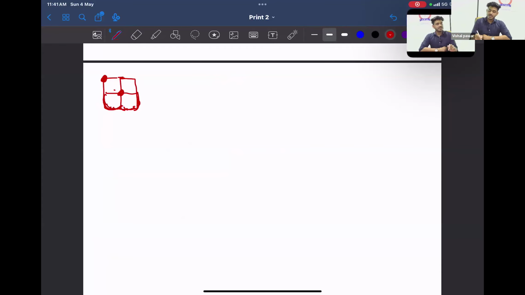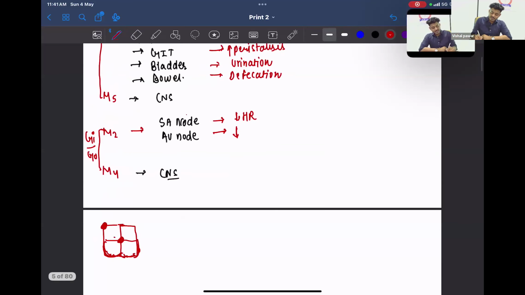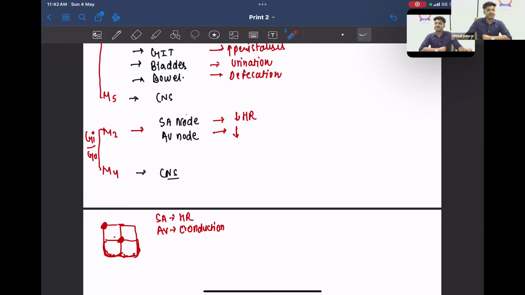First thing is the SA node, and always remember, the SA node is always concerned with heart rate. The AV node is always concerned with conduction. Conduction means the current will go from the above chamber to the below chamber. This is known as conduction. The function of the AV node is to transmit the current from the above chamber to the below chamber. So from now onwards till the end of your life, the AV node is always concerned with conduction, not contraction. The function of contraction is the function of muscle.